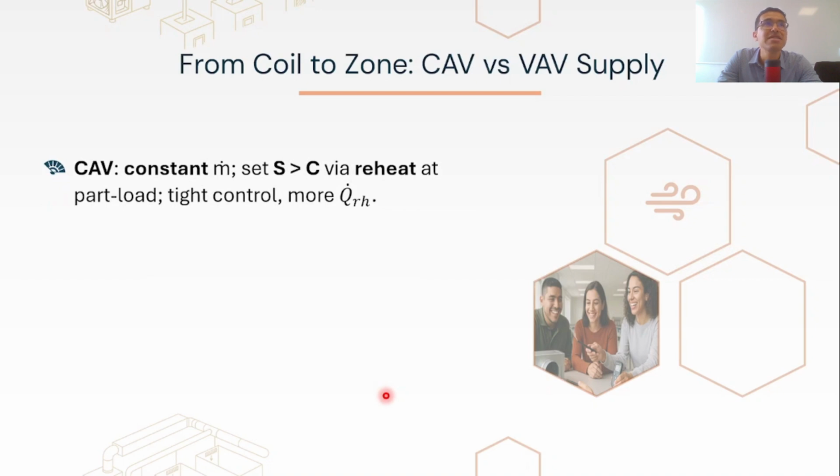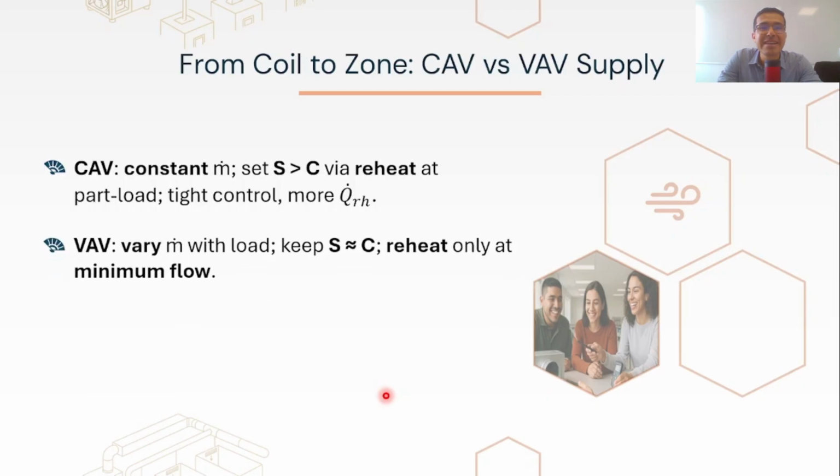So in CAV, the airflow is fixed, so we reheat to match the sensible need. This yields excellent temperature control, but incurs the need of introducing heat at part load. This way of working of the CAV using reheat also allows us to have good temperature control. In VAV, we modulate the airflow to track sensible load while keeping the coil exit at C cold enough for latent load control. This is what I was explaining.